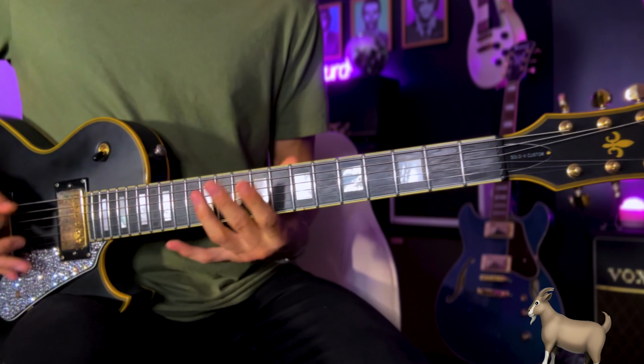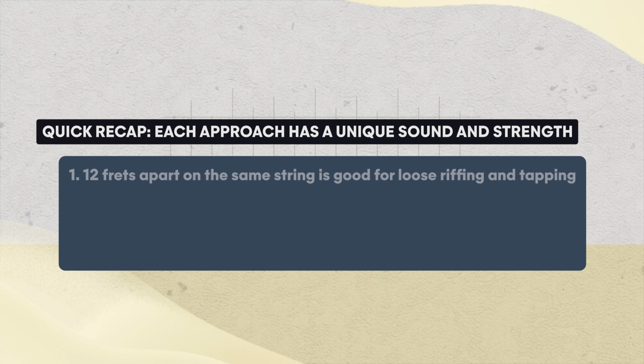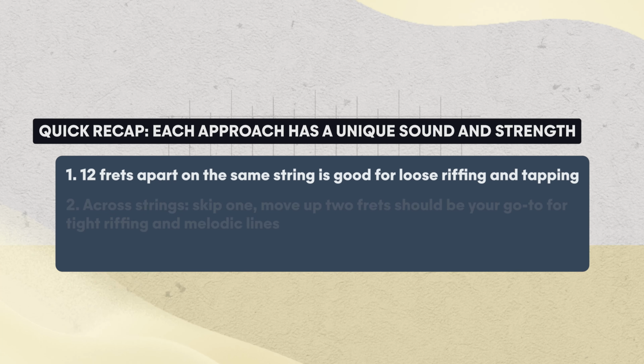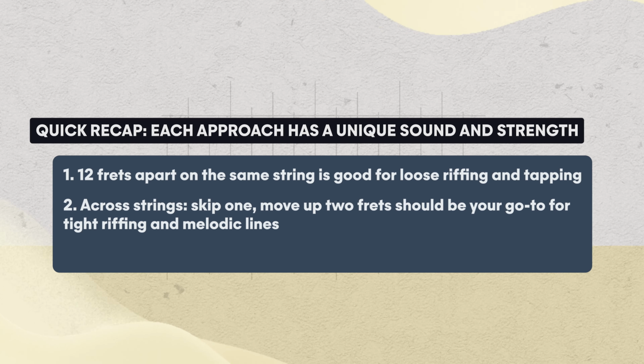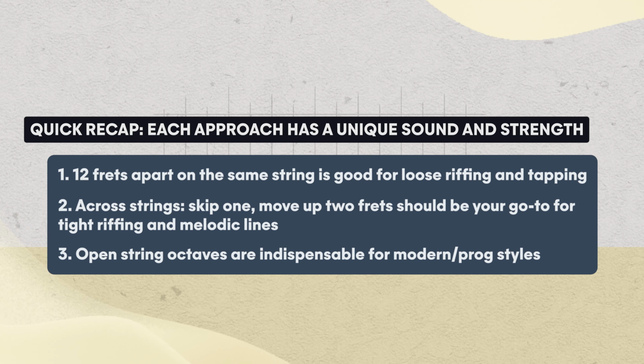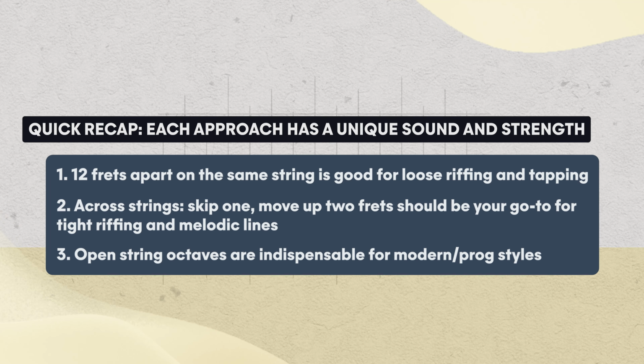Finally, in some cases, you can play an octave using an open string like this. More on that later. So each option has its own unique sound and application. 12 frets apart on the same string is great for tapping and loose rock riffing. Across the string should be your go-to for tight riffing and melodic lines. And open string octaves bring a unique texture and sound to more modern styles, which we'll explore in example 3.